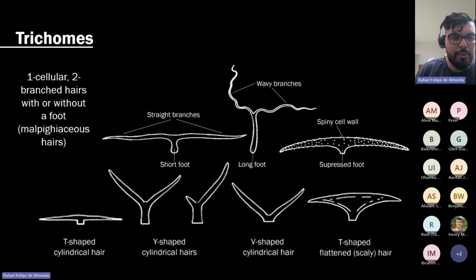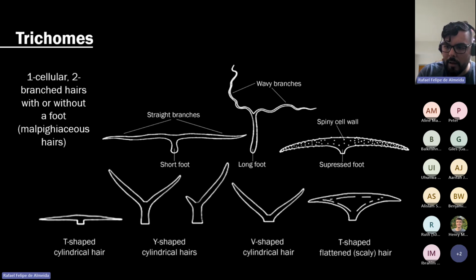Talking a little bit about the trichomes in the family. As I told you, the trichomes in Malpighiaceae are unique because they are one-celled, two-branched hairs with or without a foot, called Malpighiaceous hairs, and they might show different morphologies. So they can have straight branches, wavy branches, spiny cell walls. It's really weird, but for several genera in Malpighiaceae, when you take only one of those trichomes and analyze it under a stereo microscope, if the trichome is large enough, you can see little spines in the cell wall of the trichome. And it's really interesting because they really look like spines.